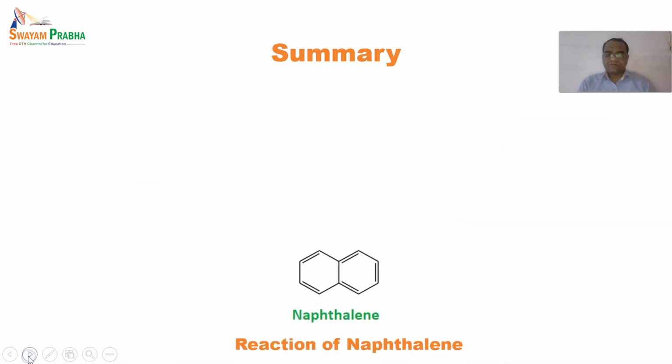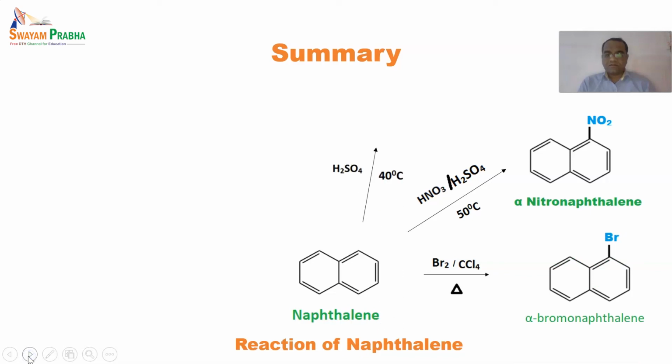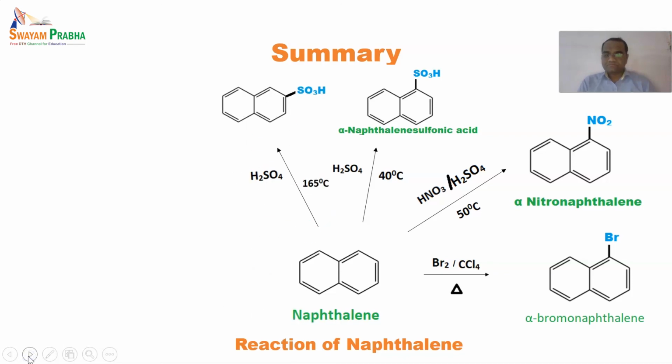Summary of reactions of naphthalene. So when it has been halogenated, it is substituted at the first position, forming alpha bromo naphthalene. When it has been nitrated, again the same thing, it has been substituted at the alpha position or first position. After that, sulfonation, sulfonated at the first position. Sulfonated at the beta position. So here you can see the difference, that we can get both the products, alpha and beta, but conditions should be different.